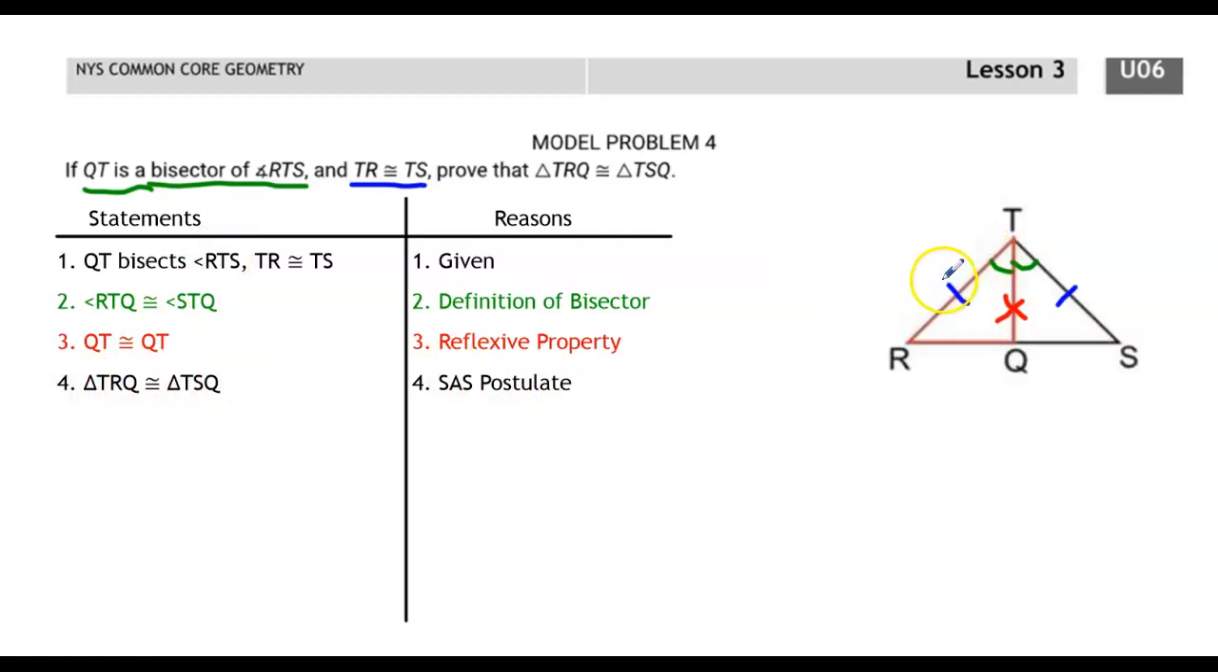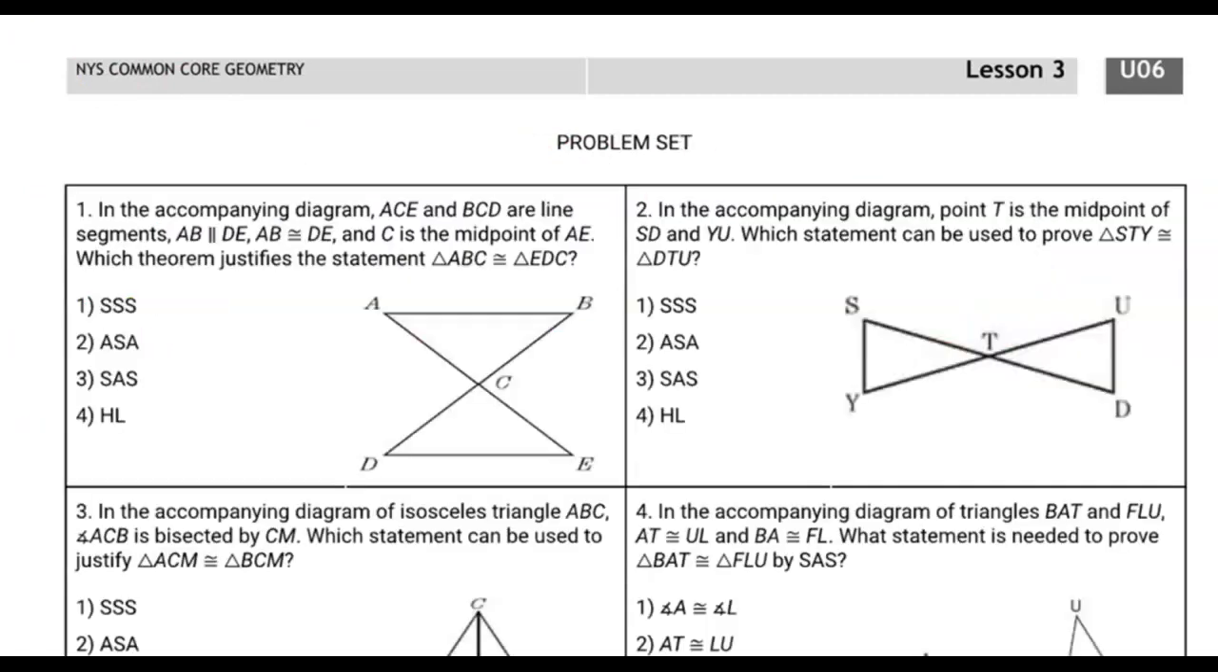Just to check to make sure, we have RT, which is a side, we have RTQ, which is an angle, and then we have QT, which is a side, and similarly, we have side, angle, side for this triangle as well. Boom. All right. I would go on and keep going further, but the next problems are in the problem set.